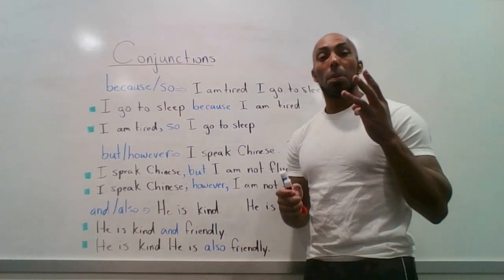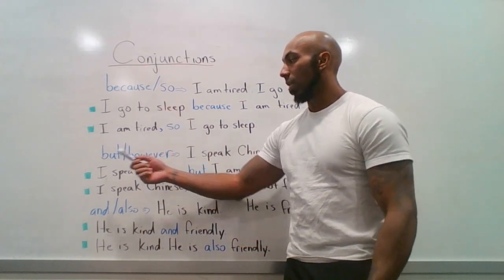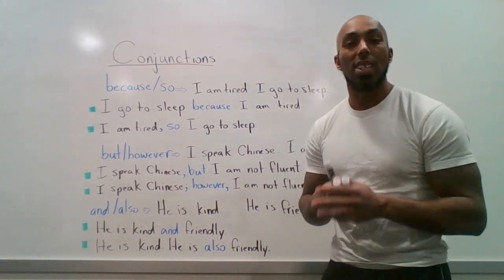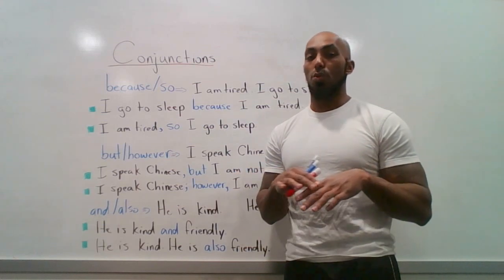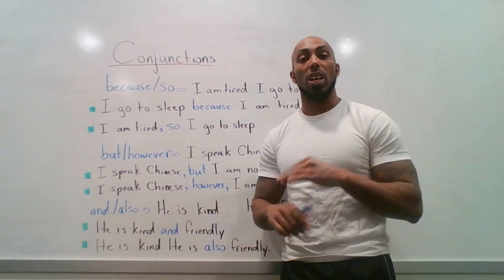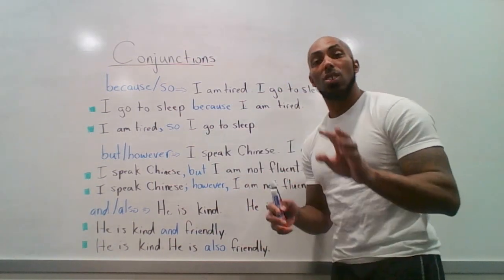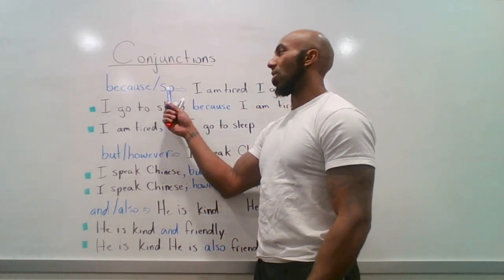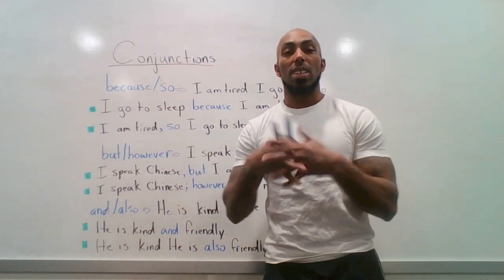So the three basic conjunctions that I have chosen are because, but, and. Okay, you will always see these three conjunctions in any English that you read, any book, or you will hear it in movies or anything that has to do with English. Okay, so let's start with because. Now here I have because and so. You can use because and so in the same way.